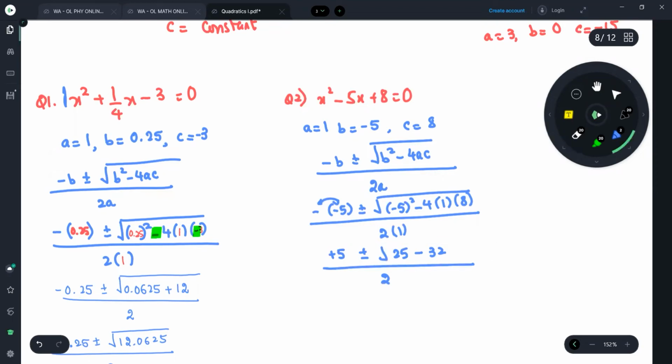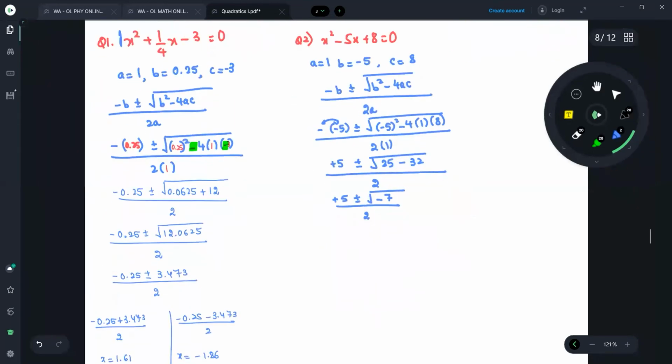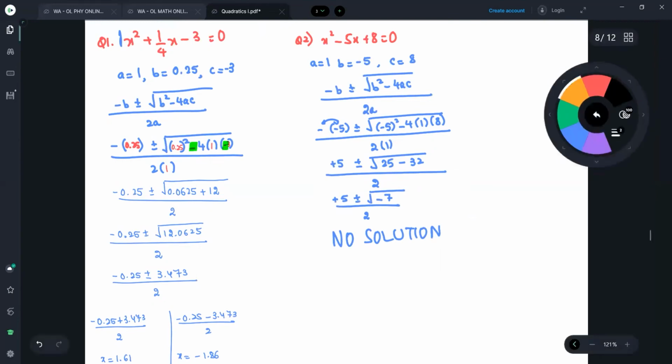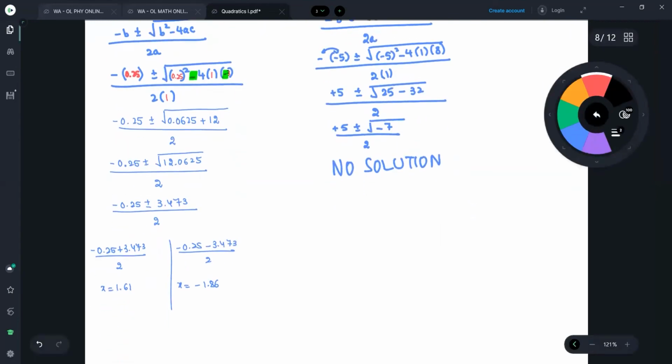What is 25 minus 32? Minus 7. Can you take out the square root of minus 7? Sir, math error आ रहा है. Math error aa raha hai, right? So we write down no solution. Whenever you get a negative number under the square root, you cannot solve it further. Okay? Is that clear to all of you? Okay, now a very good question that you're going to try and use your brains to solve.